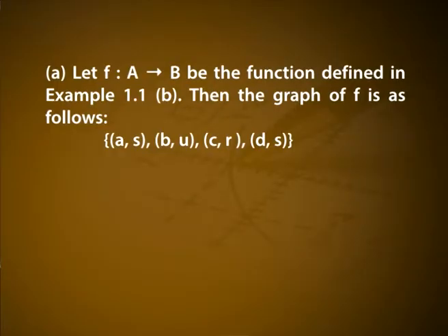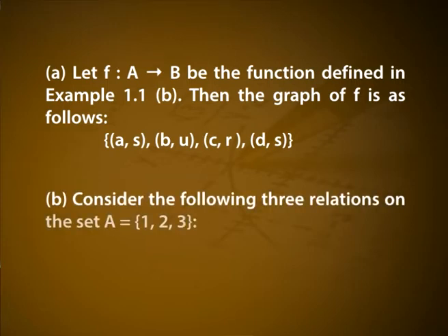Now, let us see some examples. Let f be a function from A into B as defined in the previous example. Then the graph of f is given as the set of ordered pairs (a, s), (b, u), (c, r) and (d, s).